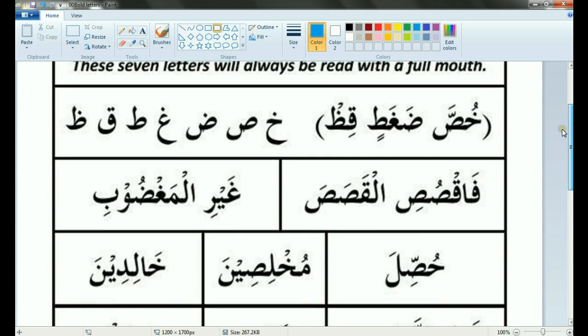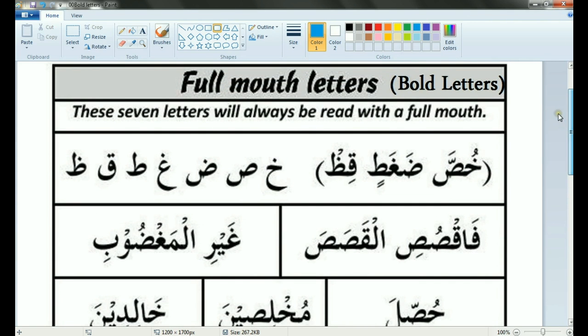Okay, now try to memorize these seven bold letters and find them wherever they are in the Quran. So during your recitation you can find them and it will help you remember them.